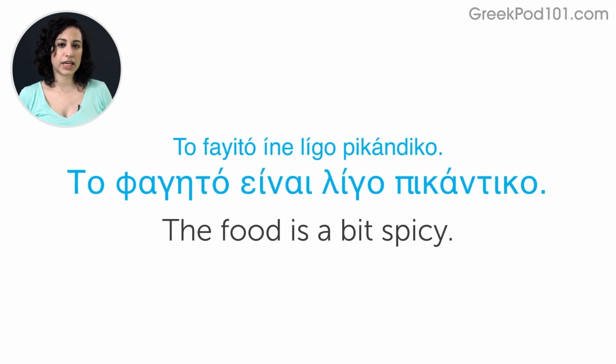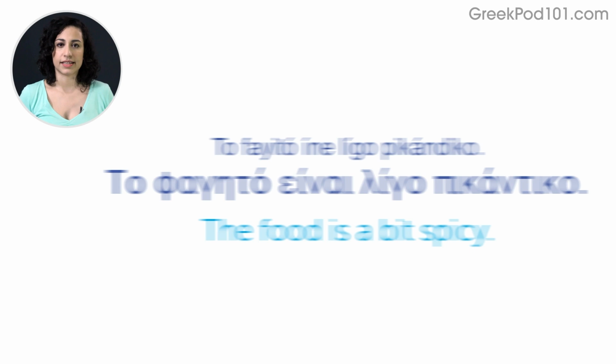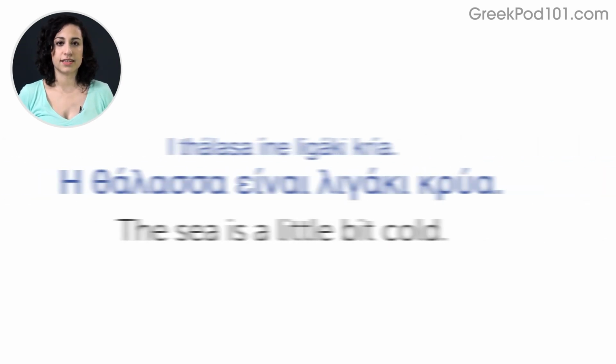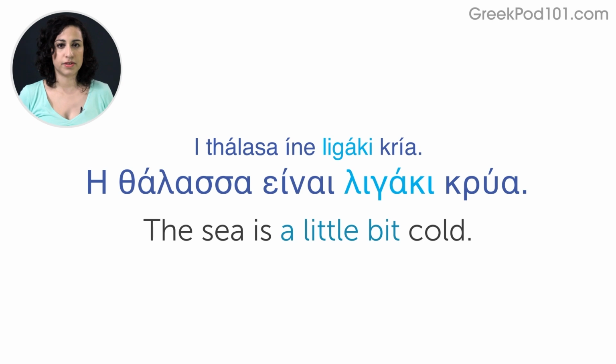Το φαγητό είναι λίγο πικάντικο. Λίγο plus adjective. The food is a bit spicy. Ήταν λίγο λυπημένος. Λίγο plus participle. He was a bit sad. This adverb can also be expressed in the diminutive form λιγάκι to mean a little bit. For example, η θάλασσα είναι λιγάκι κρύα. Λιγάκι plus adjective. The sea is a little bit cold.